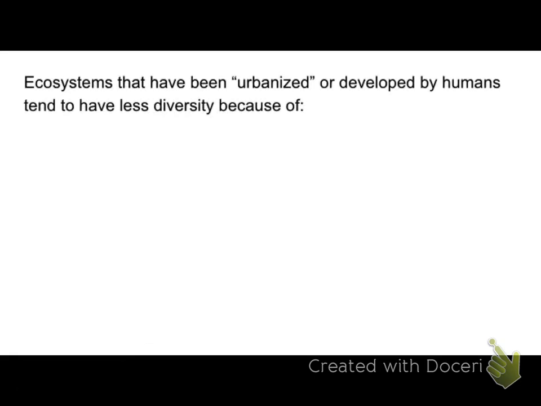Ecosystems that have been urbanized, or that have had large amounts of human impact on them, tend to have less biodiversity, and there are some causes of that. Destruction of habitats. Whether we like it or not, when we build new houses, when we build new parking lots, new businesses, new roads, and even when we develop new farmland, it reduces the number of wild habitats for populations living in that ecosystem. So there is some destruction of habitats anytime humans move into an area.